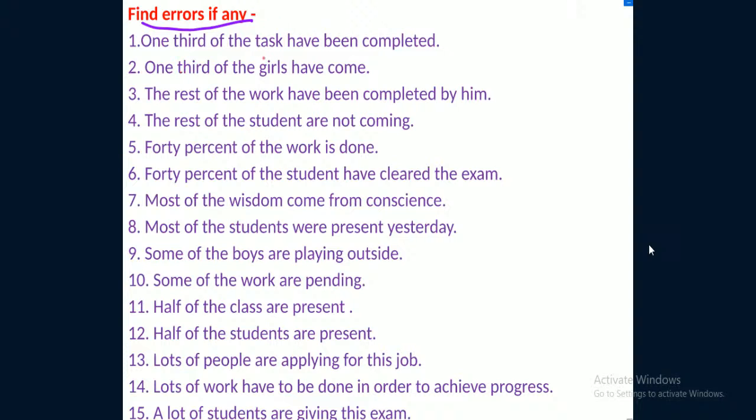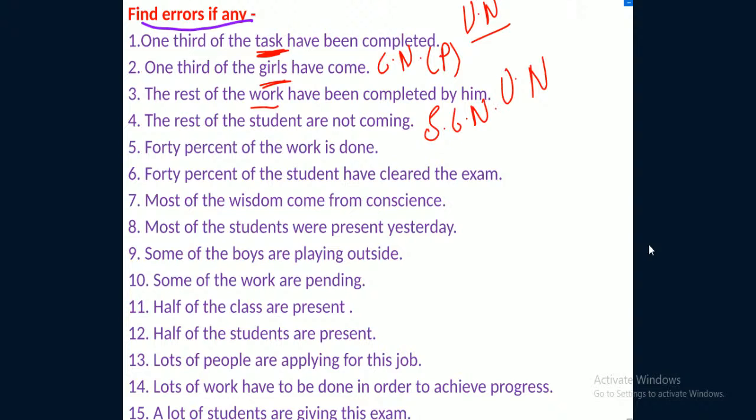1/3 of the task. We can never count tasks, so uncountable noun. 1/3 of the girls. Plural countable noun. The rest of the work. Uncountable noun. The rest of the student. Singular countable noun. There is no possibility of singular countable noun to be followed. Singular countable noun cannot follow these words. Work. Uncountable noun. Student. Singular countable noun.